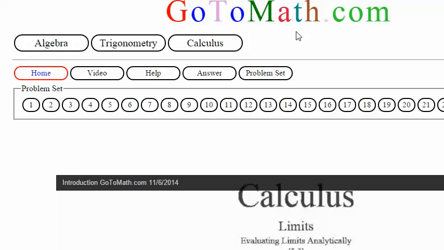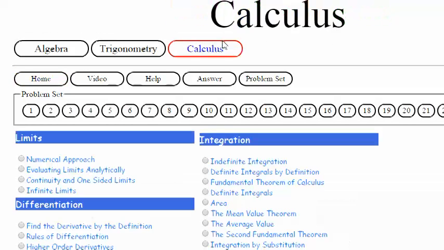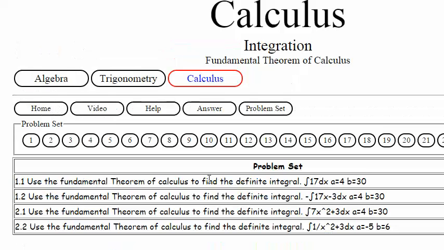Is anybody home? Is anybody there? Alright, we're here at gotomath.com. I guess nobody's home. Fundamental Theorem of Calculus, and we are doing 2.1.